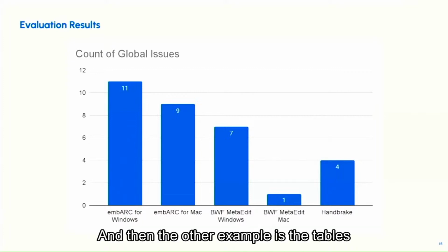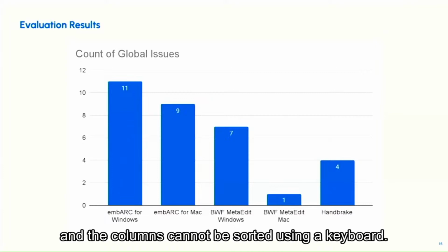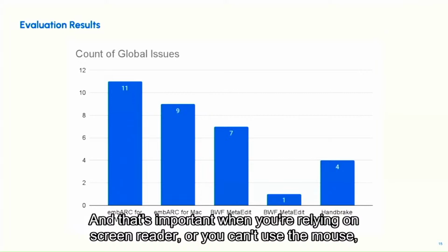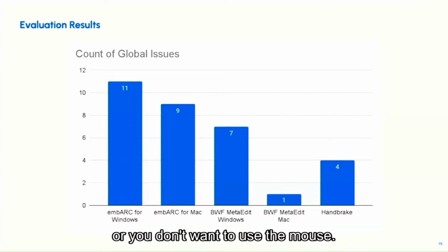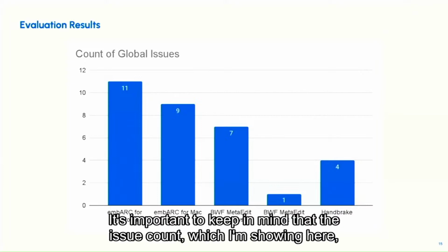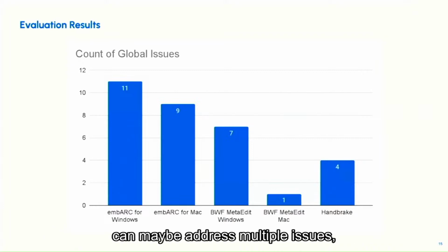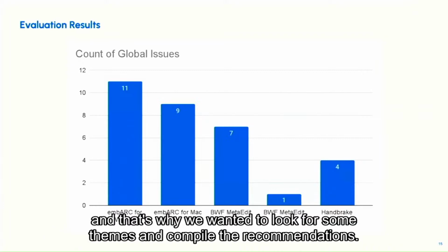The other example is the tables cannot be navigated using a keyboard and the columns cannot be sorted using a keyboard. That's important when you're relying on a screen reader, or you can't use a mouse, or you don't want to use the mouse. Furthermore, the screen reader does not tell you which row on a table is being selected or deselected. It's important to keep in mind that the issue count, which I'm showing here, only tells one story. The good news is that fixing something like a component can maybe address multiple issues, and that's why we wanted to look for some themes and compile the recommendations.